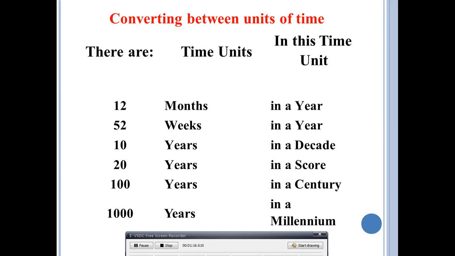And there are 12 months in a year, and 52 weeks in a year, and there are 10 years in a decade, and 20 years in a score, and 100 years in a century, and 1000 years in a millennium. Okay, so guys, in order to convert between units of time, you have to know these time units in order to convert them in a better way. So, how many seconds are there in 15 minutes?